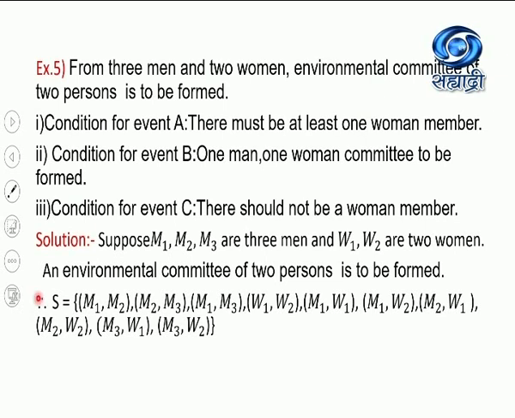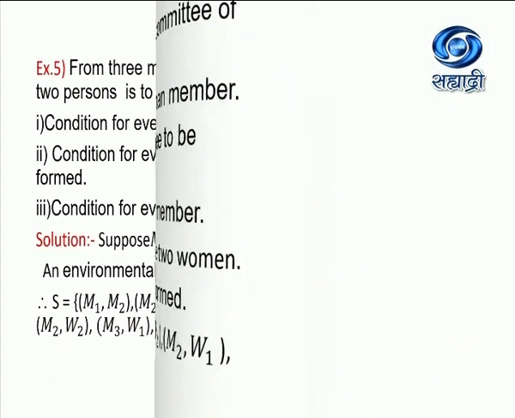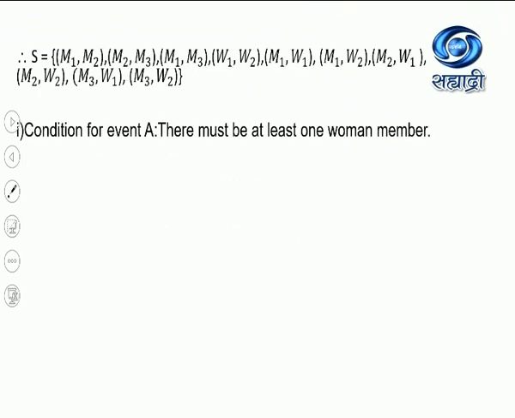So, in the sample space, we will write the first group, M1 M2, second one M2 M3, third one M1 M3. Now W1 W2 is also one more group. Now M1W1, M1W2, M2W1, M2W2, M3W1, M3W2. Now how many elements are there? 1, 2, 3, 4, 5, 6, 7, 8, 9, 10. So therefore n of S is equal to 10.